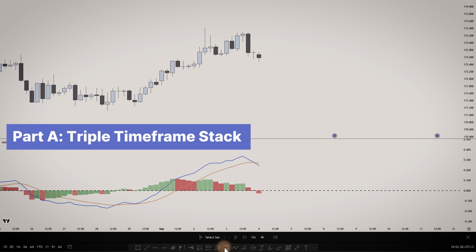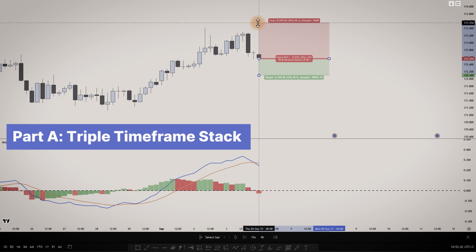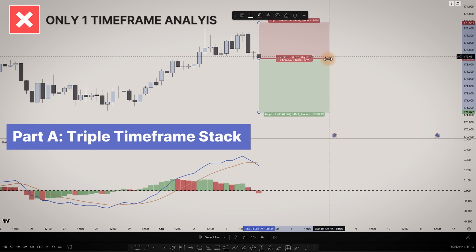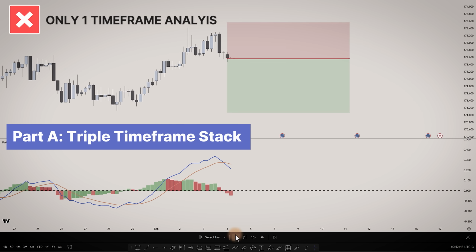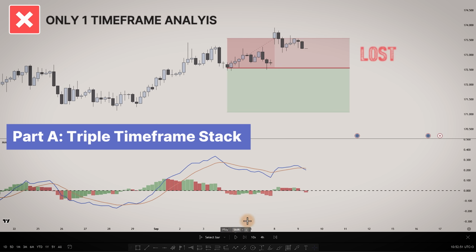1 time frame shows you a signal. 3 time frames show you the truth. Most traders do this completely wrong. You see a signal on the 1-hour chart and take it immediately. You don't check what the daily is doing. You're flying blind. You're gambling.